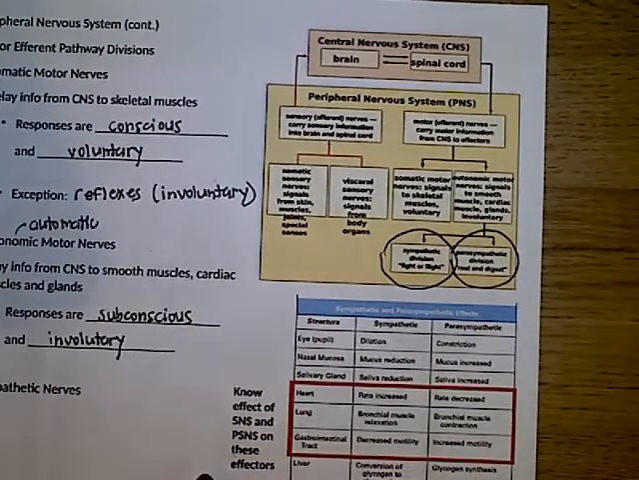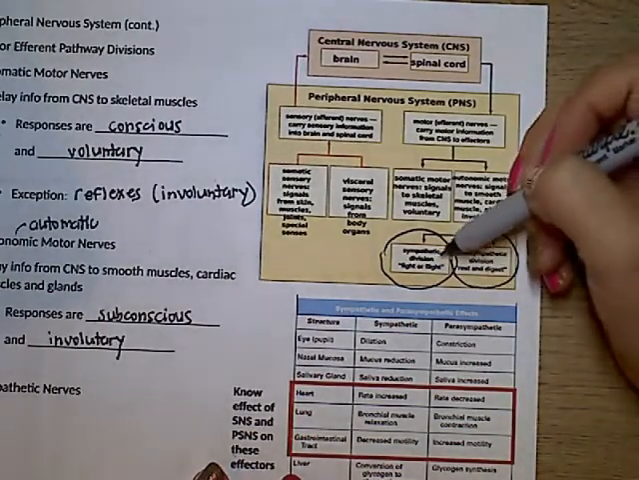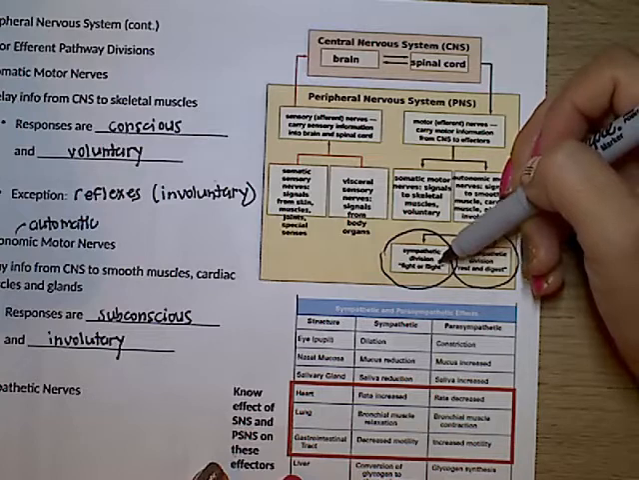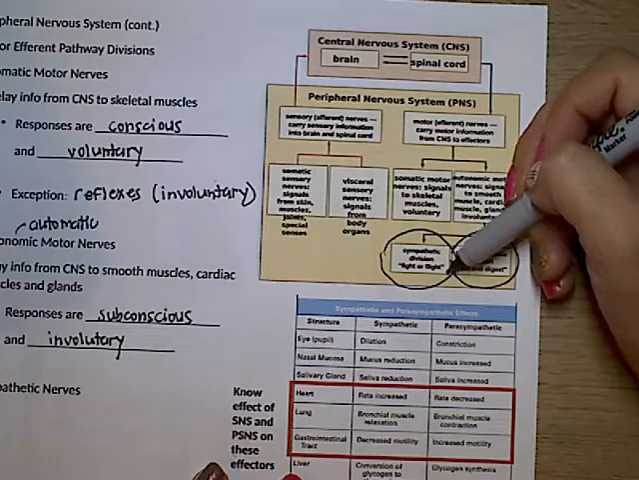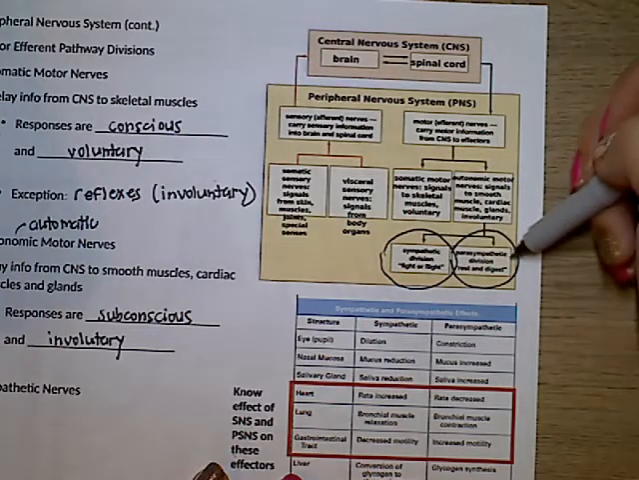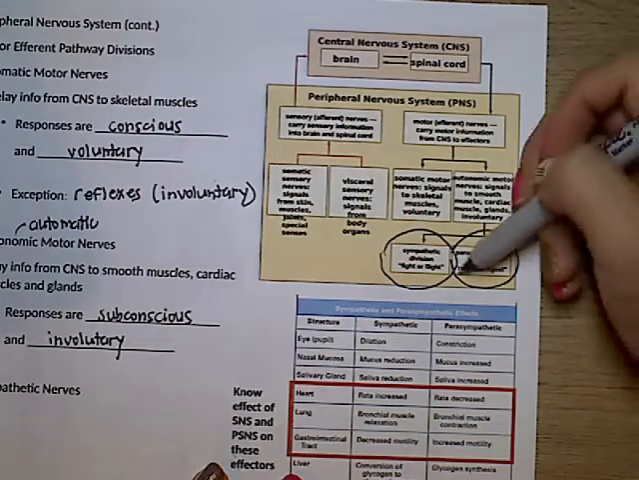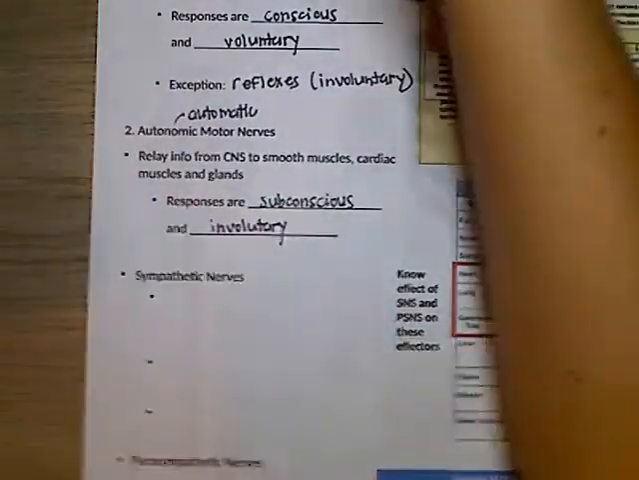Anyway, the sympathetic division of the autonomic nervous system, think of as fight or flight. And the parasympathetic is rest and digest. Those are the ways that we're typically taught to remember that.